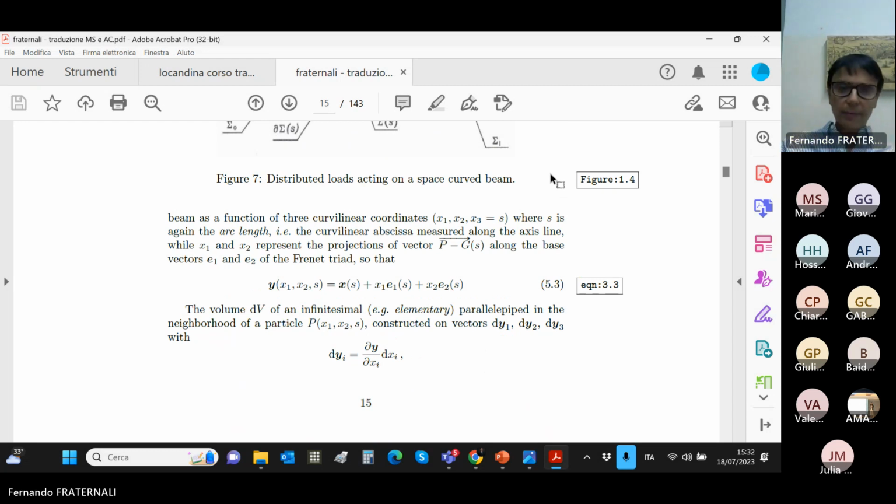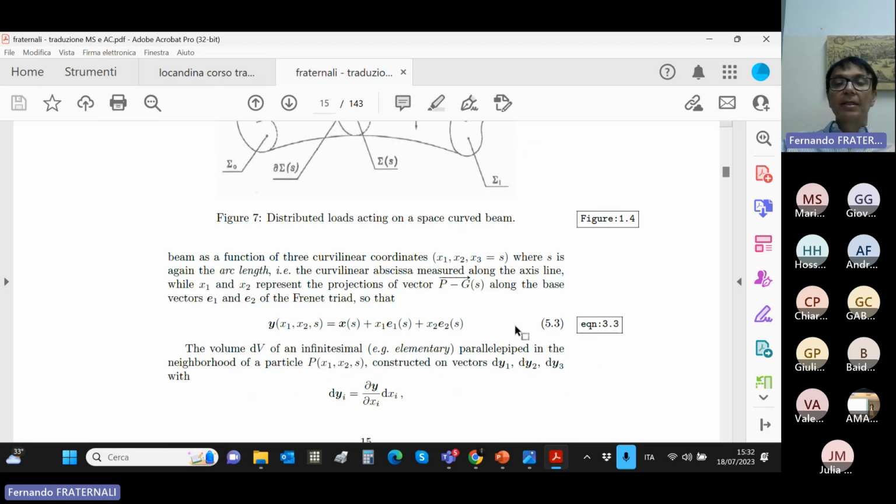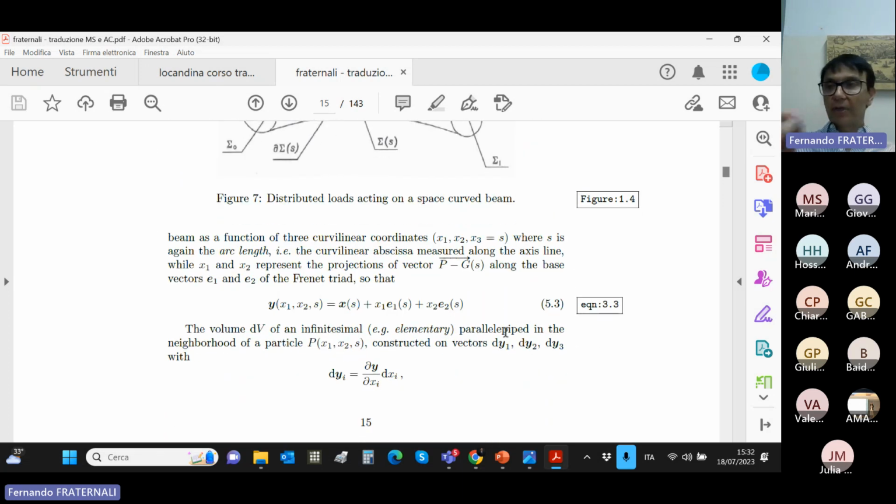In writing the virtual work of the beam, we needed an expression of the differential of volume of the beam. The differential of volume of a parallelepiped, or a straight beam, is very simple.